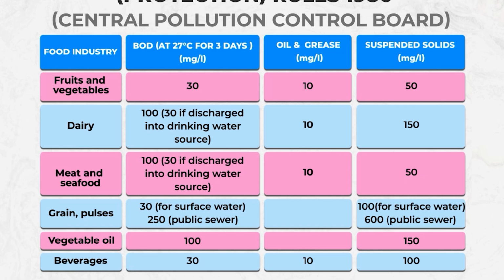From grain and pulses, you can see that the maximum permissible limit of BOD is 30. For suspended solids it is 100 if it is for surface water, and if it is discharged into the public sphere, then the suspended solids can be a little higher, maybe 600 ppm. The same applies for vegetable oil and the beverages.